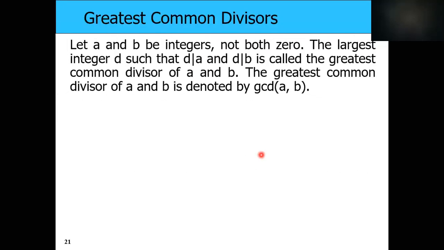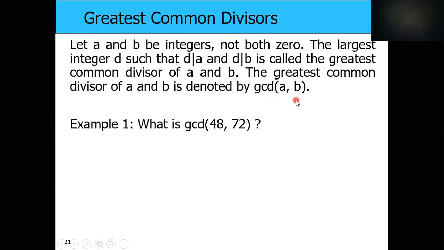So GCD, greatest common divisor. Let A and B be two integers, not both zero. The largest integer D such that D divides A and D divides B is called the greatest common divisor, GCD, of A and B. The greatest common divisor of A and B is denoted by GCD of A and B.